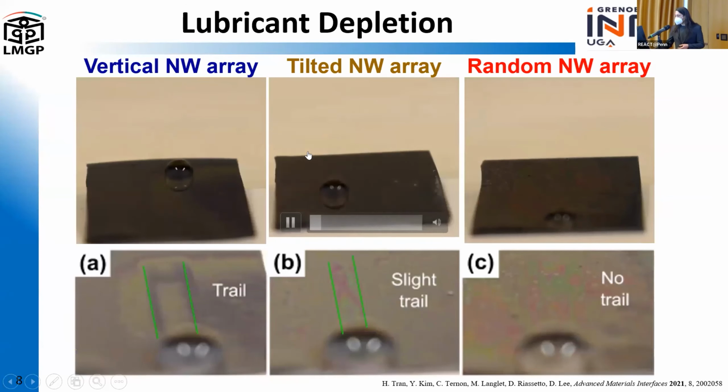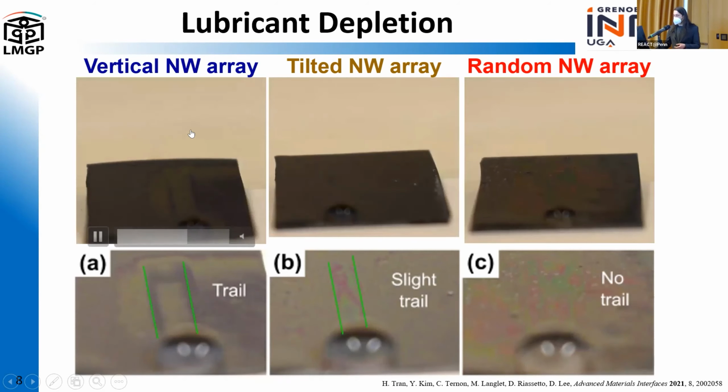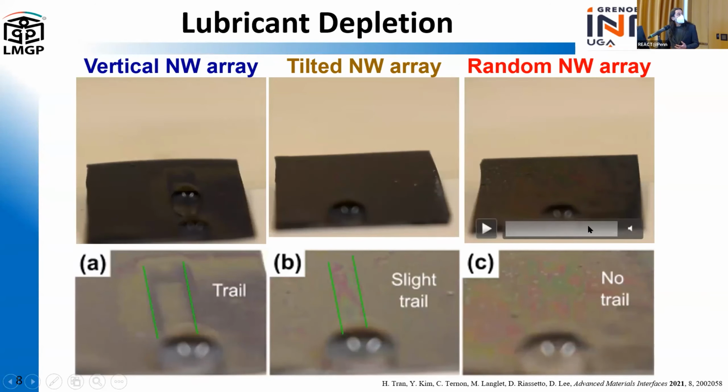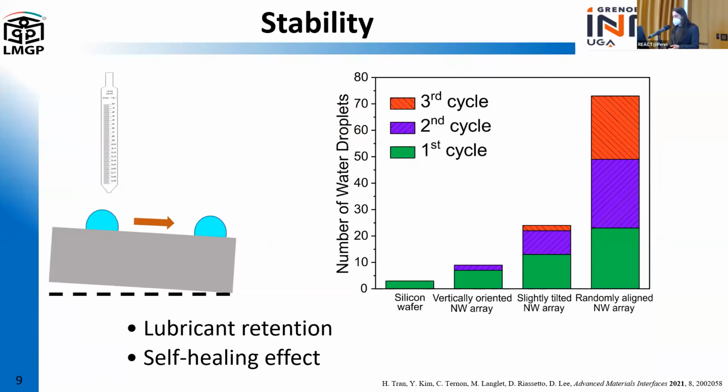So now, on a dynamical point of view, what about the trace when we have liquid droplets moving on the surface? Here you can see there is a trail for the vertical nanowires, and this trail is decreasing for the random tilted one, and there is no more trail for the random nanowires. So it seems that there is no lubricant depletion. And the next question is, are these kinds of surfaces robust?